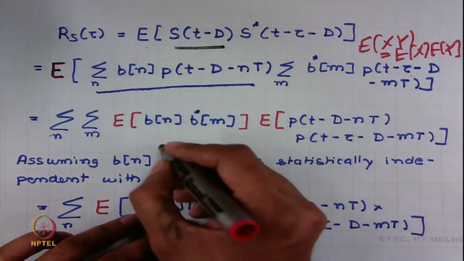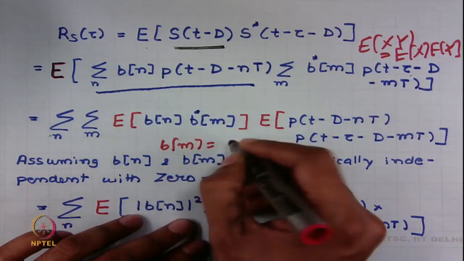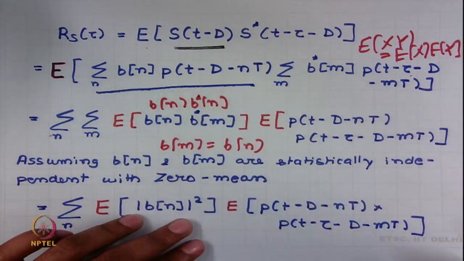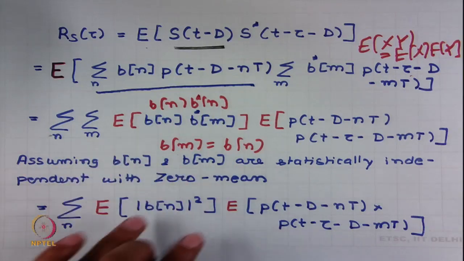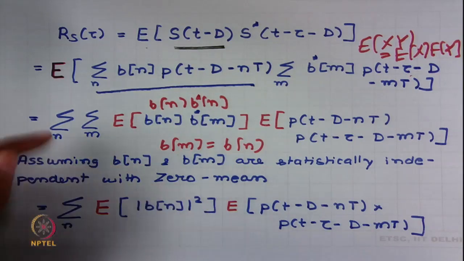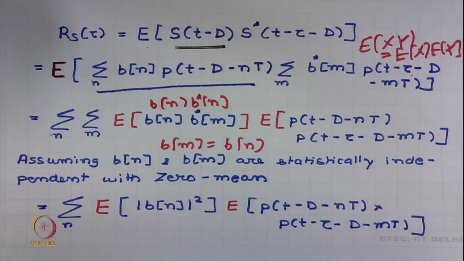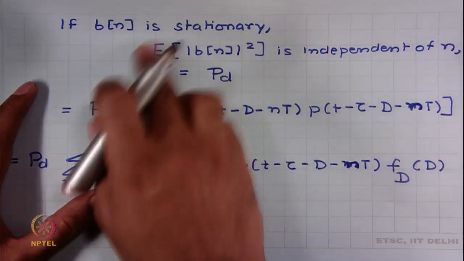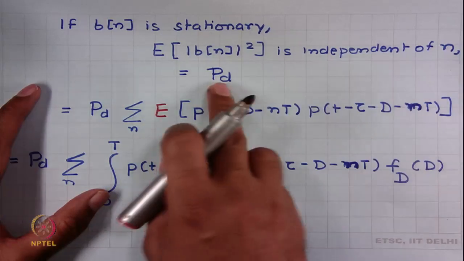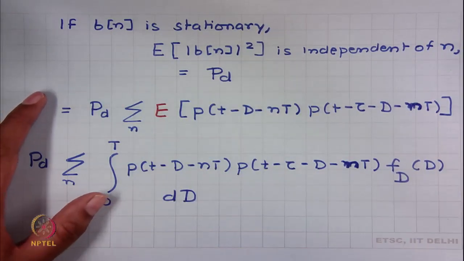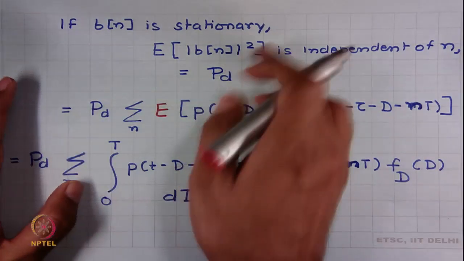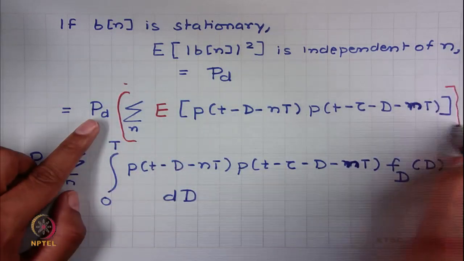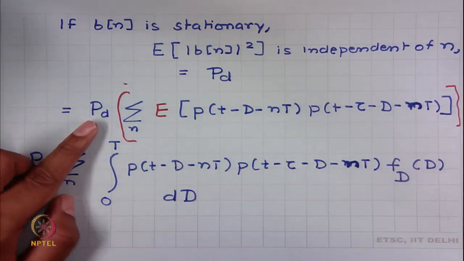So, if m is the same as n, we will have B_n times B_n conjugate, which is nothing but mod of B_n squared. So, from here we can easily obtain this. Now, further, because B_n is stationary, the expected value of this quantity is independent of n and is some constant, let us call this P_d. We have already used this notation before. So, I can pull this out of the summation, I have P_d times this. So, I am left with finding the expected value of this quantity.